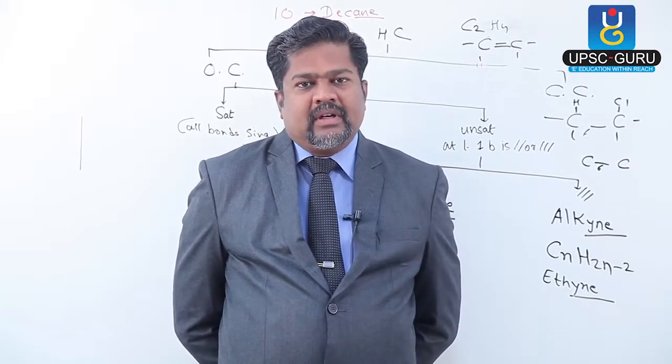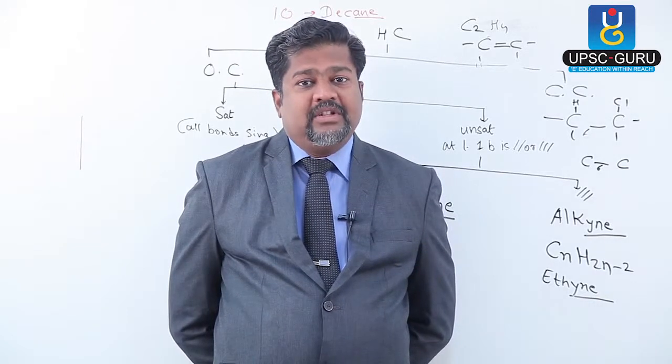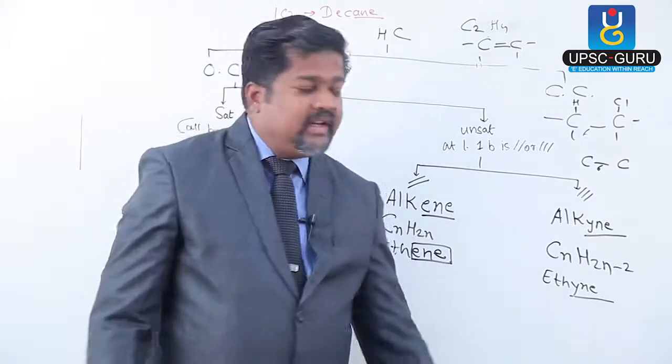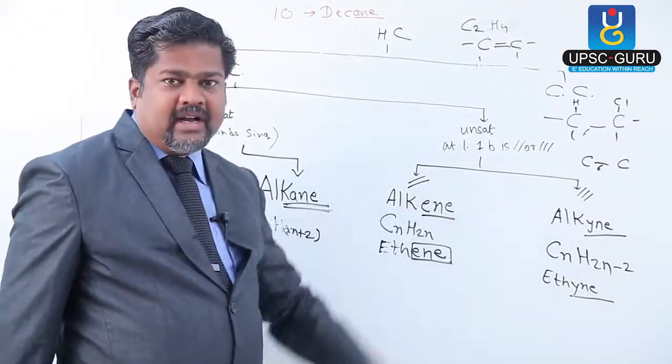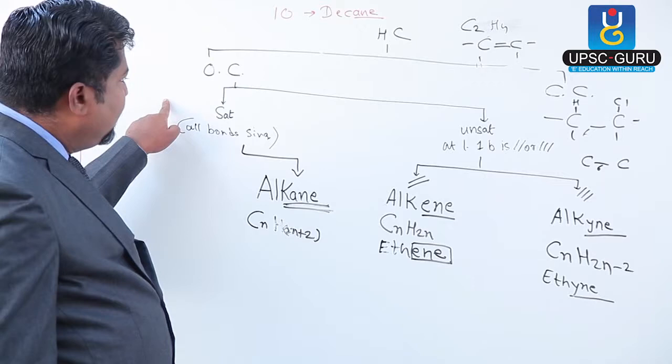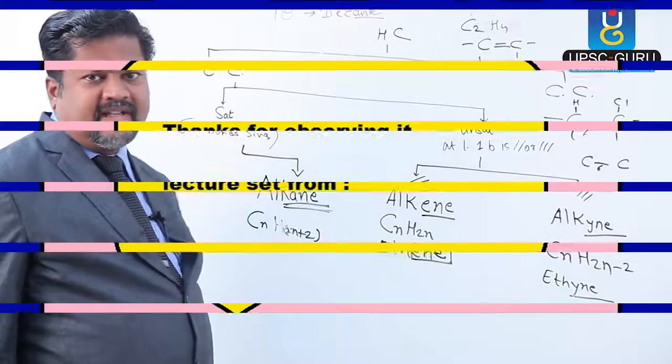So this is the classification of open chain compounds. Basically, we can say that for open chain compounds I have to consider alkane, alkene, alkyne. But one more step is there, that we call saturated compounds and unsaturated compounds.